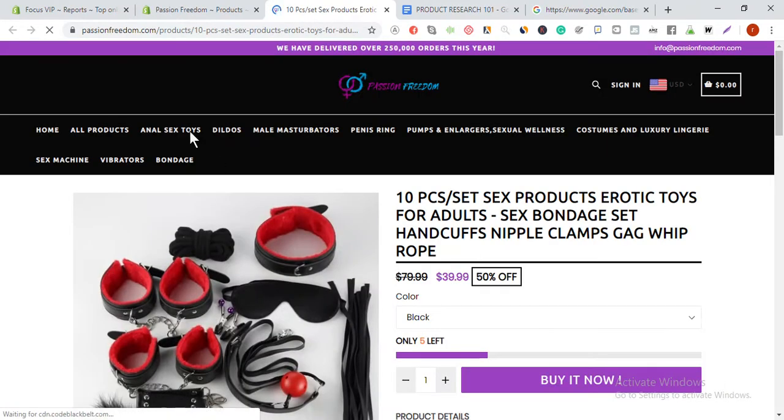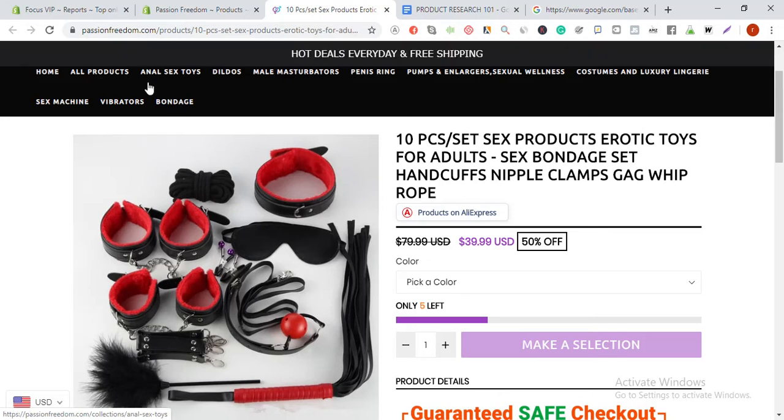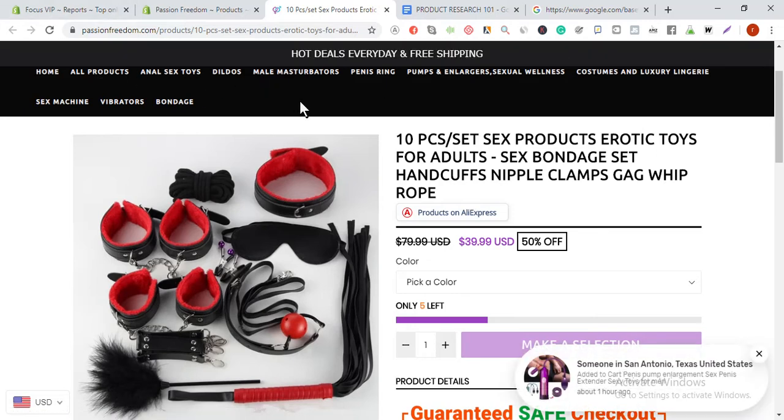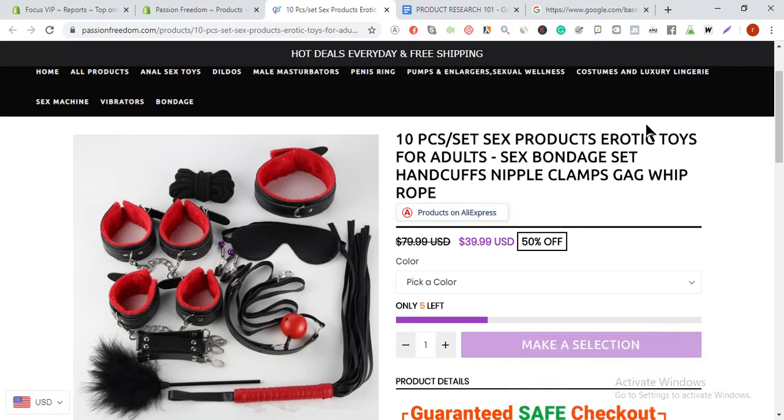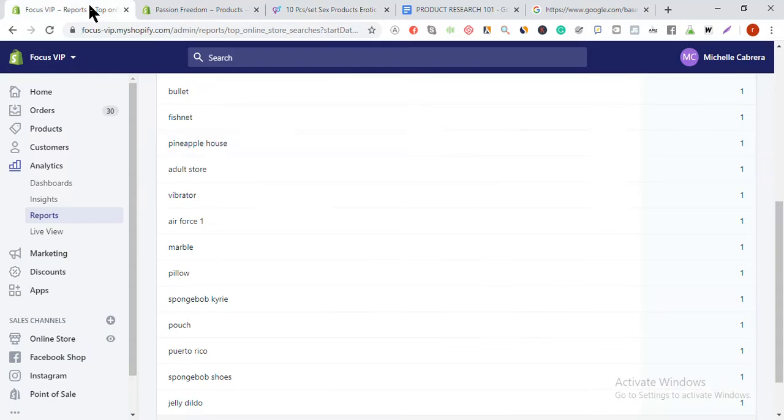Okay, here we go. So as you can see, if you're going to look at the store, they're only selling adult stuff, like everything. There's nothing involved like products that are not for adults or not sex toys. There's no kitchen items, no babies. It's just focused on one niche alone. So this is the niche specific store.